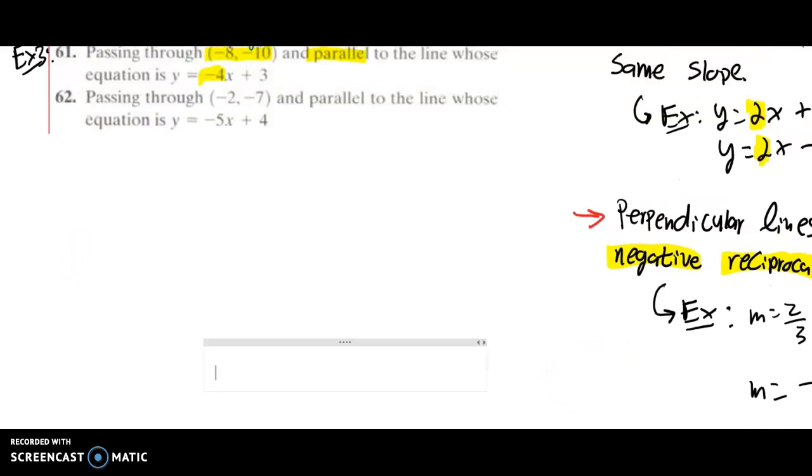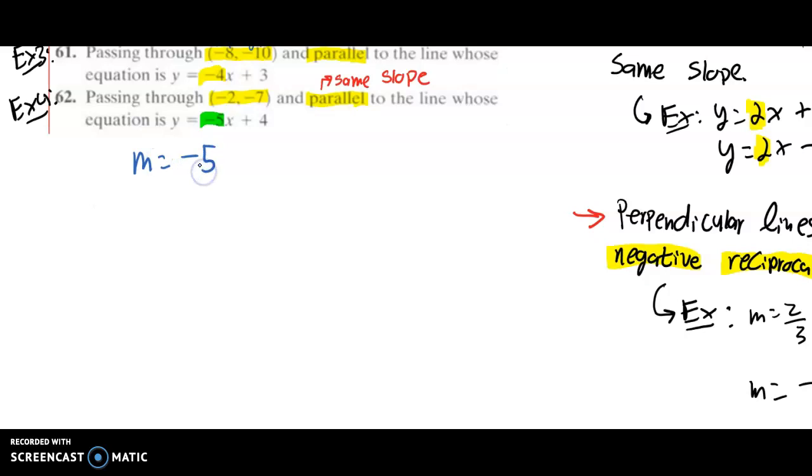Okie doke, we're going to look at this number 62. We're going to call it example 4. It says, passing through the point -2, -7, and parallel, we can write a reminder to ourselves, same slope, to the line whose equation is here. The slope here is -5. I know that because it's up front. Parallel, same slope, great. The slope's -5.